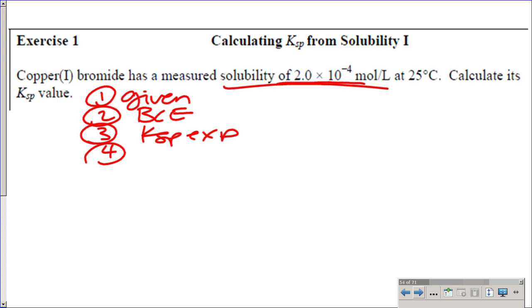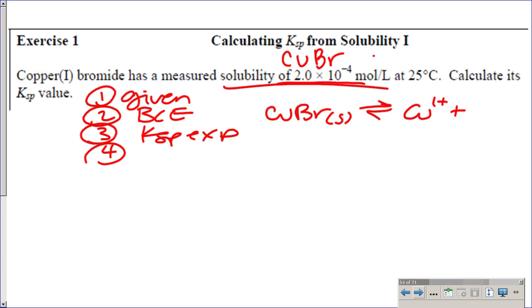This is literally saying that I have this molarity of copper 1 bromide dissolved. But copper 1 bromide dissolves into two things. So my copper 1 bromide solid, my precipitate, is going to dissolve into copper, I always put 2+ because it's so darn common, copper 1+ and bromide ion. What is the Ksp expression for this? Concentration of copper times concentration of bromide.